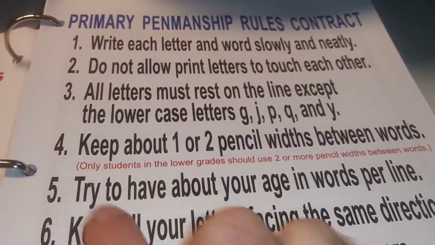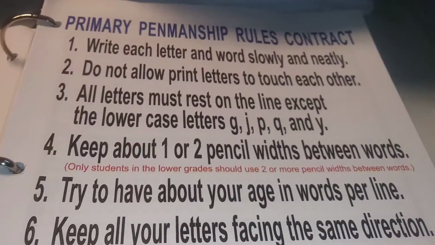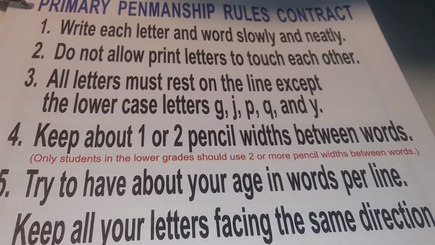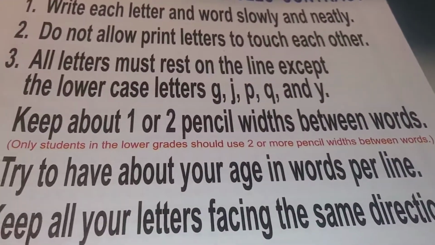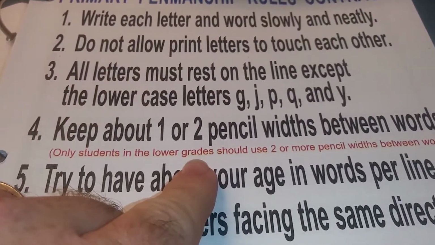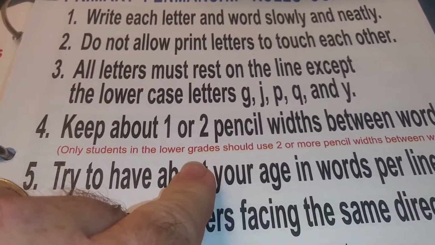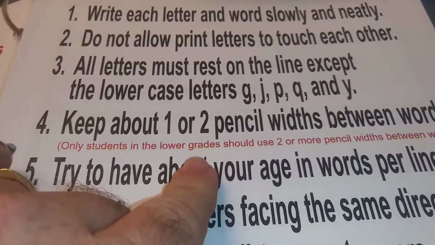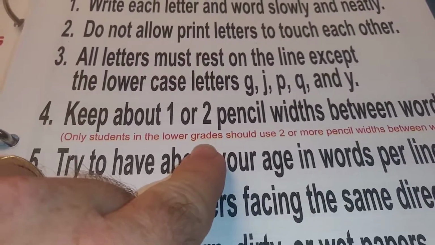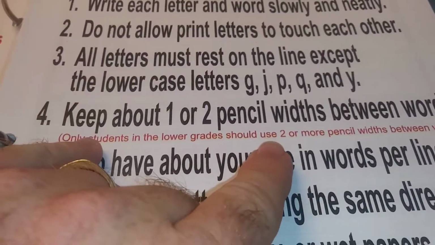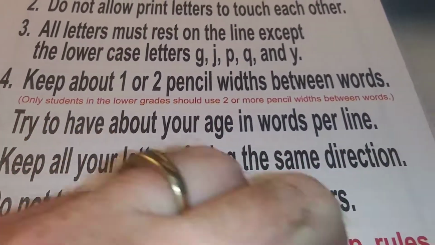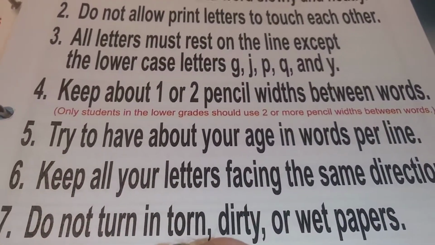Rule 4, capital. Keep about 1 or 2 pencil widths between words, period. Only students in the lower grade should use 2 or more pencil widths between words. Now, when you say that, be concerned more about their age and their grade ability. I might be a 4th grader, but if my ability is what a kinder student can do, then they might have to start by putting 2 pencil widths between words, which we'll see in some of our pages of practice coming up.